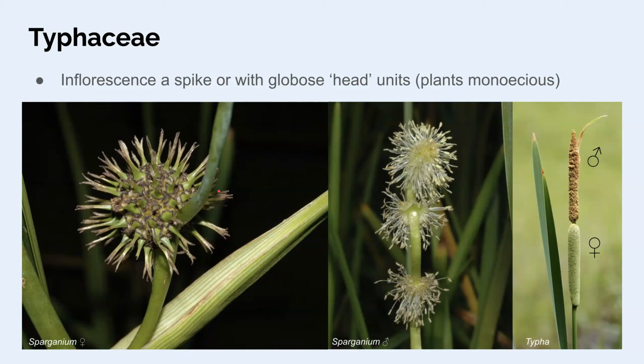The Sparganium plants, burr reed, have these more globes of flowers. So these are globes of female flowers developing into each separate fruits, one fruit per flower. And then this is globes of male flowers all clustered together, producing and distributing pollen. These are more obviously separated on the Sparganium plants.